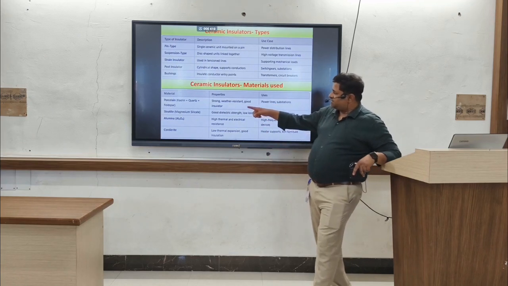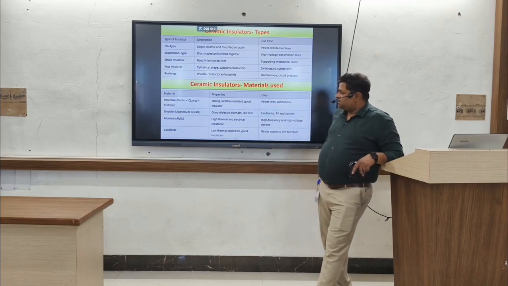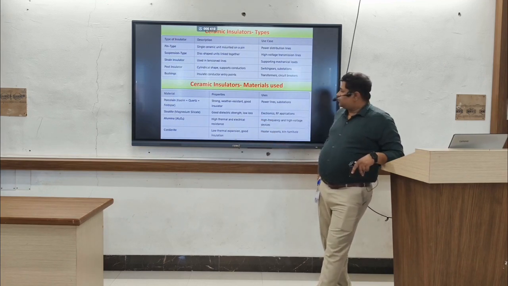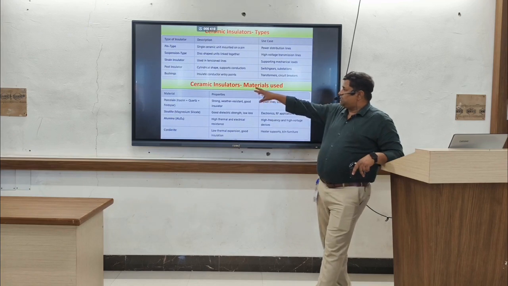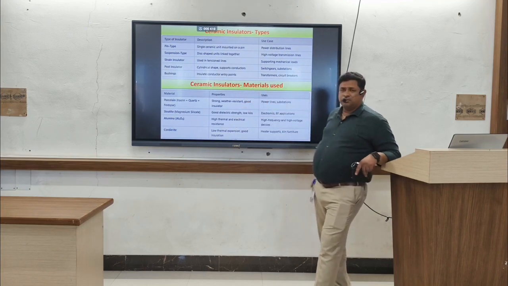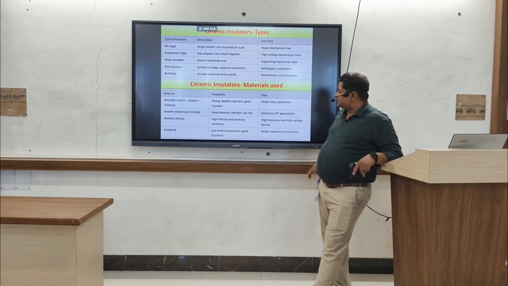Then steatite is there, which is magnesium silicate, then alumina is also there, and then cordierite is also there as a material to manufacture the ceramic insulators. So these are the materials from which we can manufacture the ceramic insulators. Their properties also given and their uses also given.